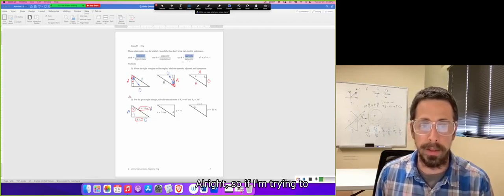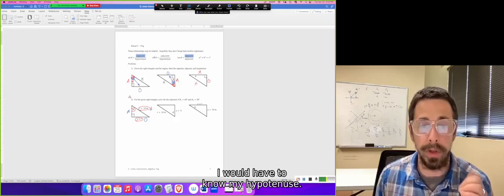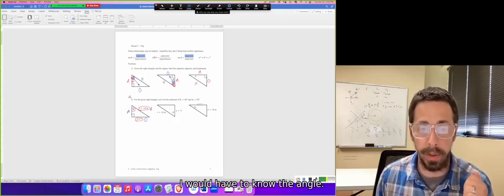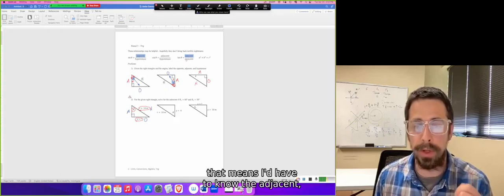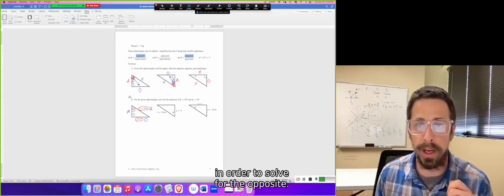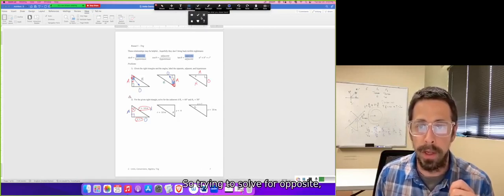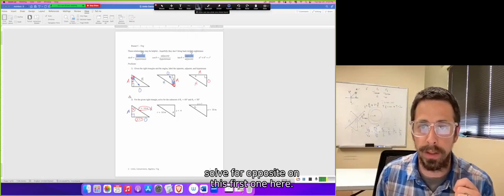All right, so if I'm trying to solve for this value right there, I would have to know the hypotenuse and I would have to know the angle. If I were to use tangent, that means I would have to know the adjacent and I would have to know the angle in order to solve for the opposite.